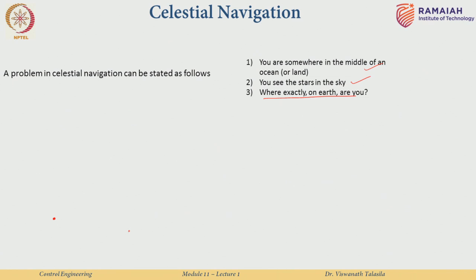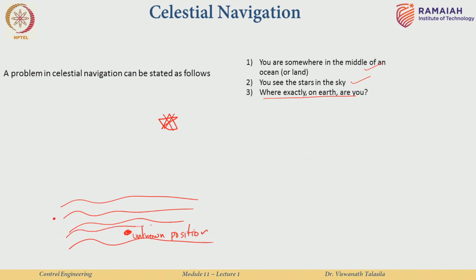So, let us say you are at this unknown position in the middle of the ocean or somewhere, and you see a star over here. I do not know how to draw a star, I am imagining it something like this. So, you see a star over there, right. So, this is all your beautiful ocean over here, it is a moonlit night, maybe you are listening to some nice Lata Mangeshkar songs, but you have absolutely no idea where you are. Now, how would you actually compute your position?